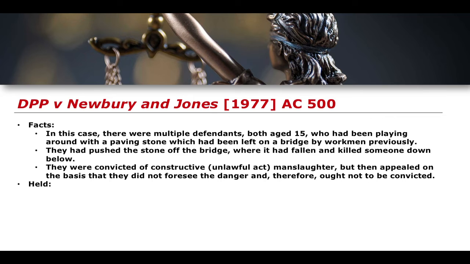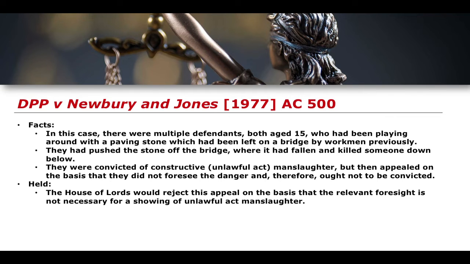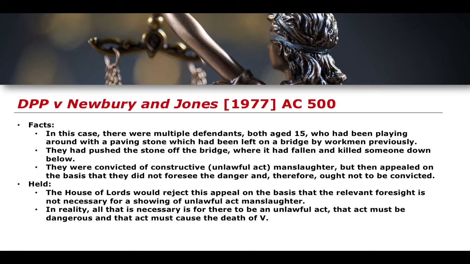This argument went all the way to the House of Lords, where the appeal was rejected. The reason they rejected the appeal was because this idea of foreseeability, i.e. relevant foresight, isn't a requirement for showing unlawful act manslaughter. So essentially, they argued on appeal, we ought not be convicted because we did not foresee the danger. Well, the House of Lords said, it doesn't matter if you foresaw the danger or not. It is not relevant to your conviction whether or not you foresaw the danger. As a result, your appeal was rejected and the conviction was upheld.